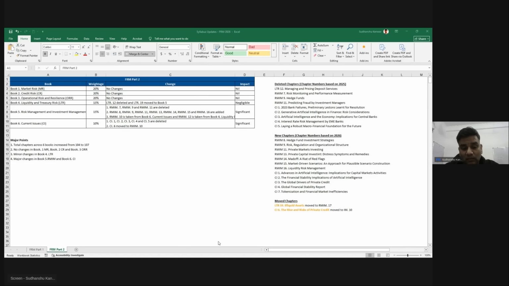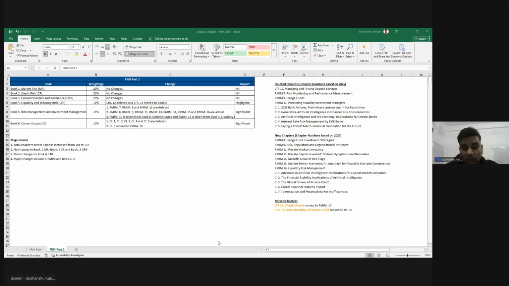What has happened here? If you see, a few chapters were deleted, and a few chapters moved to risk management and investment management. Fresh chapters have been added. Chapters on AI, macro financial stability, tokenization, global drivers of private credit, etc. So book six always shifts because GARP wants the latest trends reflected, and keeping that in mind, book six has again shifted this year. They have again put in new topics.